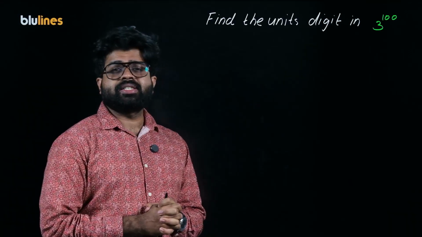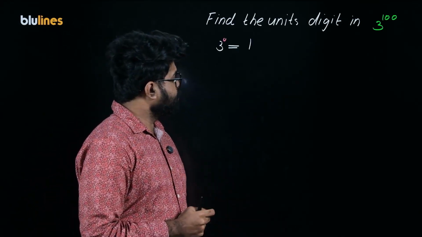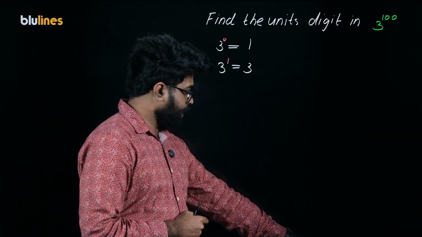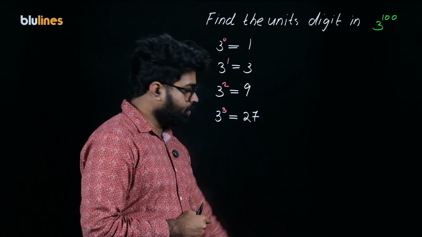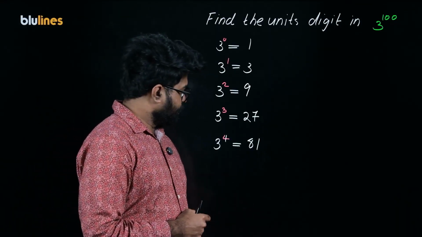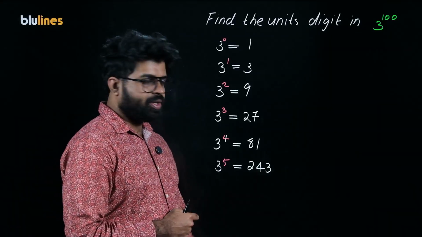Find the units digit in 3 to the power 100. So we know that 3 raised to 0 is equal to 1, 3 raised to 1 is equal to 3, 3 square is equal to 9, 3 cube is equal to 27, 3 raised to 4 is equal to 81, 3 raised to 5 is equal to 243.